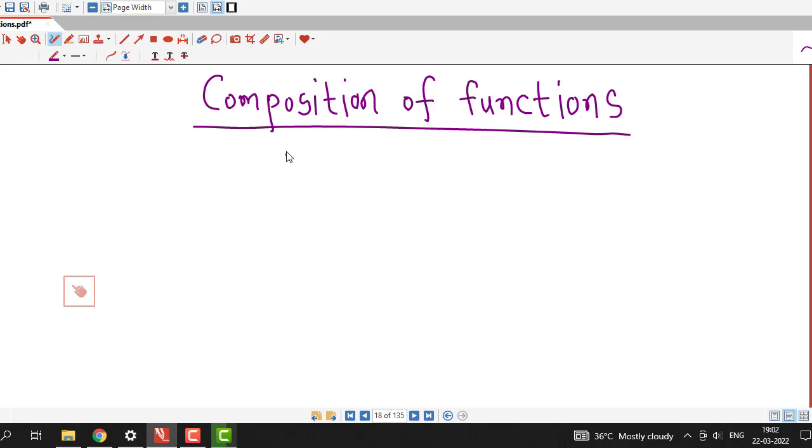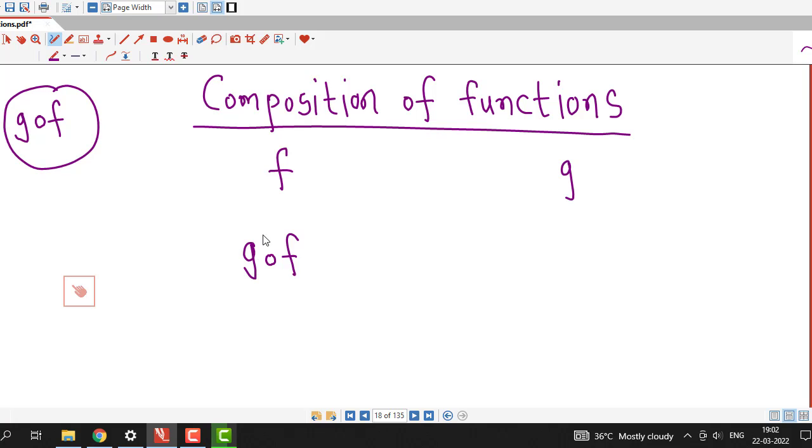Suppose I consider two functions f and g. Then if I want to define composition of function g with f, it is denoted by this notation g∘f. Okay, we will use this small circle to denote composition of two functions, and we read it in this way: g∘f, that is composition of g and f. So g∘f, this operation between two functions g and f, is not always defined. It is defined if some condition is satisfied.